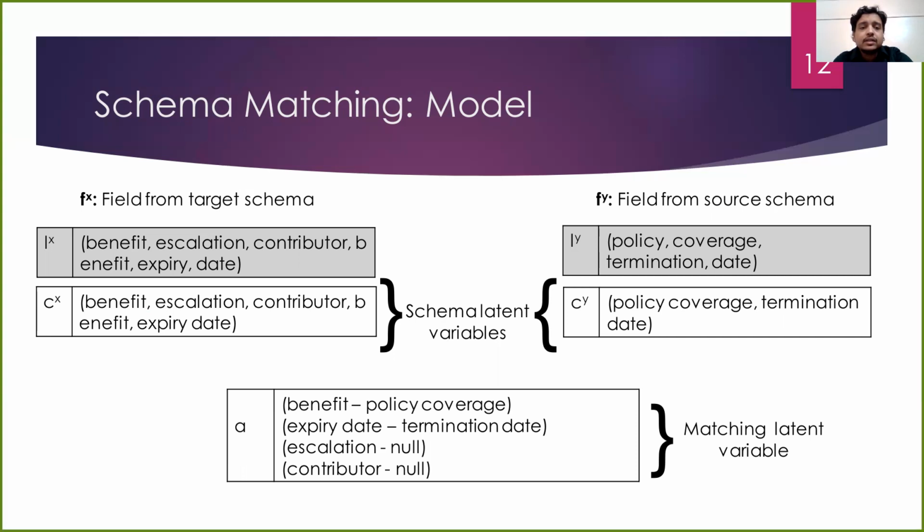We call Cx and Cy schema latent variables, as they are related to the standalone schema element or field, whereas A is called the matching latent variable, as it appears while matching.